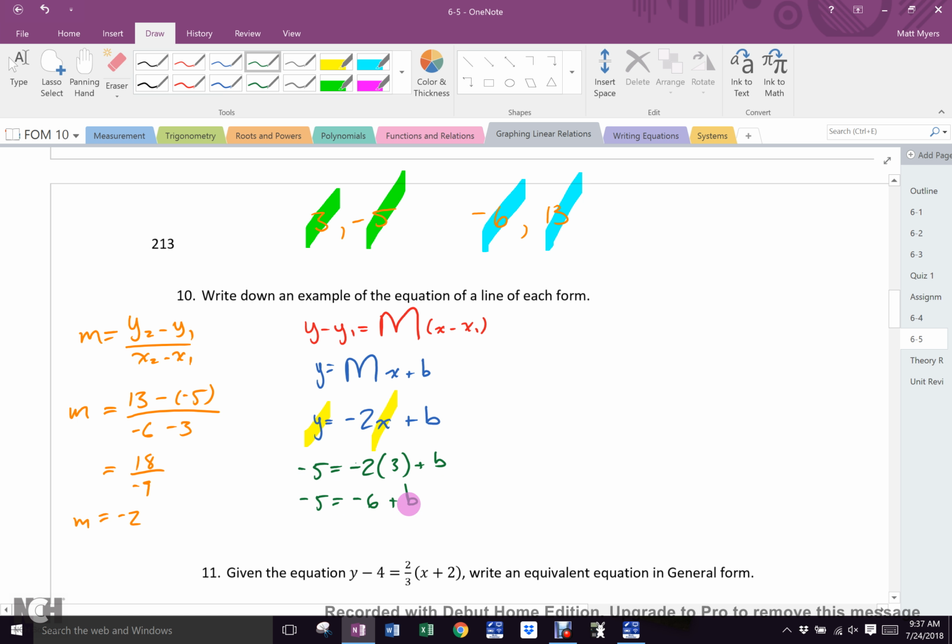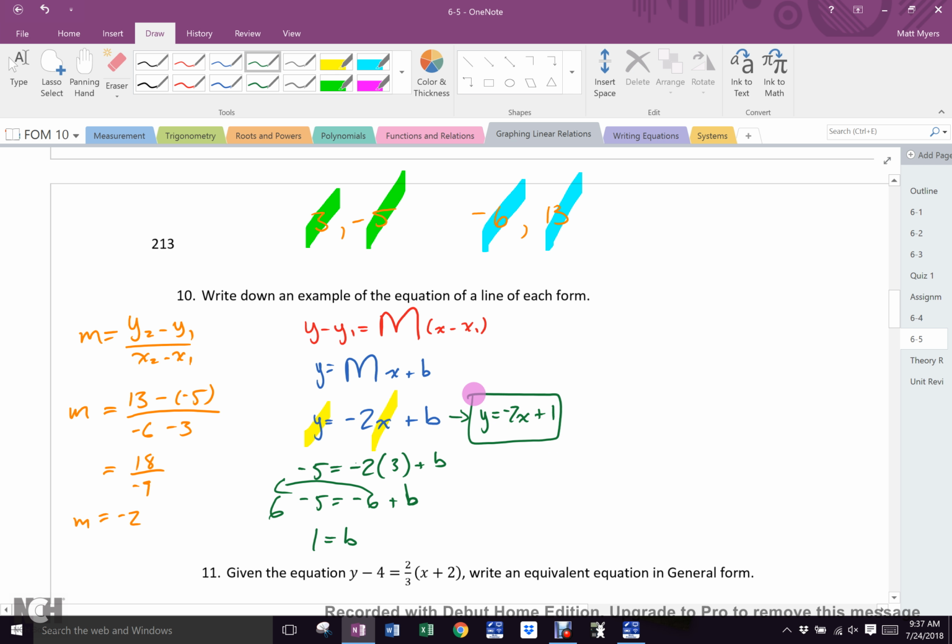How do I get b isolated right now? What do I got to do to that 6? I got to add it or move it, yes? When I move it, it changes signs to 6, yeah? What's 6 minus 5? 1 equals b. Now, can I fix this up? So now I have y equals -2x plus 1. That is one of my forms, correct?